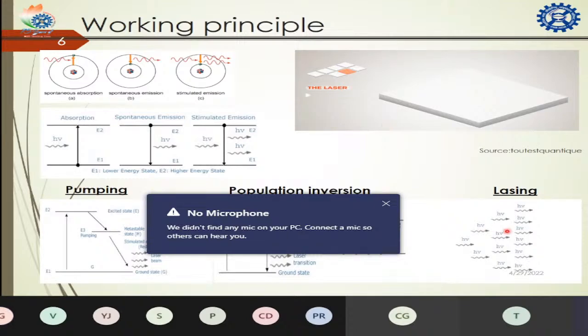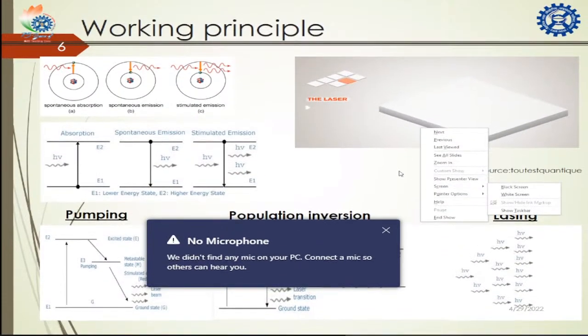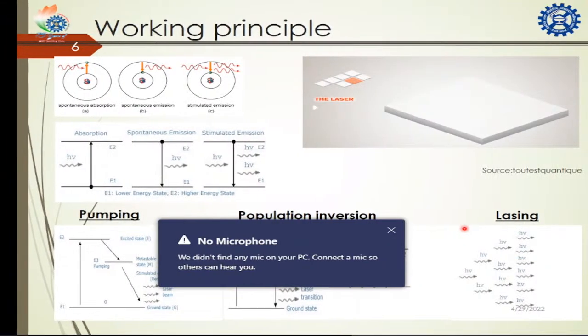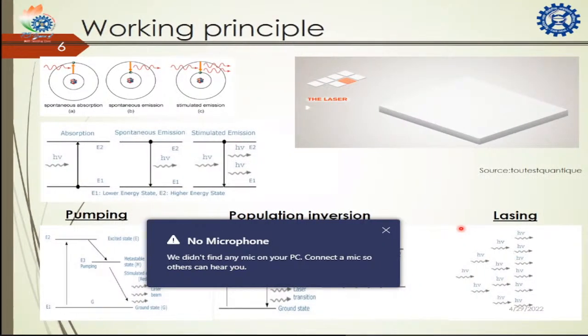As you see from this figure, I'll play a video; I think that will make it clearer. I think I'm not able to play this video. So this is how population inversion takes place, and it is very crucial for lasing to happen.